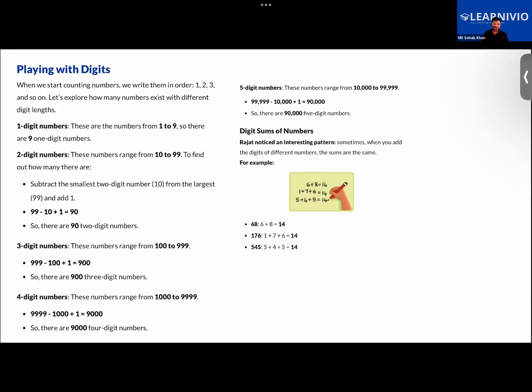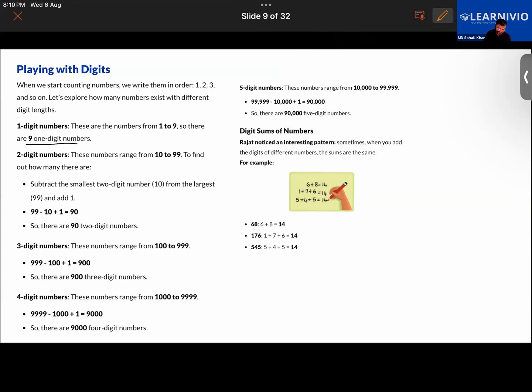Further, we have the topic about playing with digits. When we start counting numbers, we write them in order: 1, 2, 3, and so on in ascending order, right? But other than that, are there some other different patterns also? We'll be learning about that. Also, some basic things like the one-digit numbers. They are the numbers from 1 to 9, so there are nine one-digit numbers. Two-digit numbers range from 10 to 99. Now, we have to find out how many two-digit numbers there are.